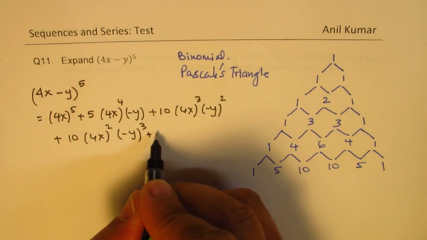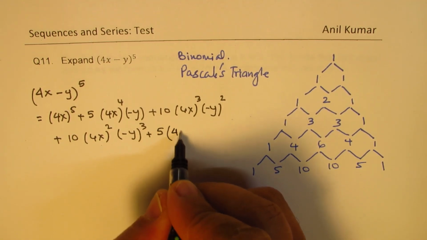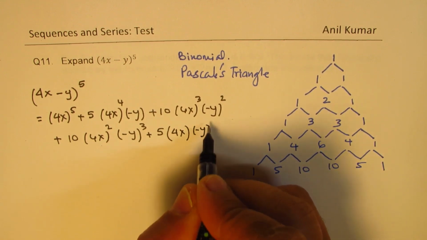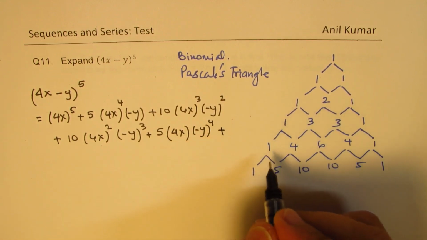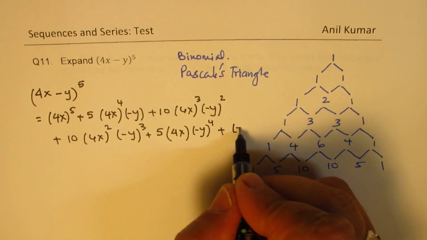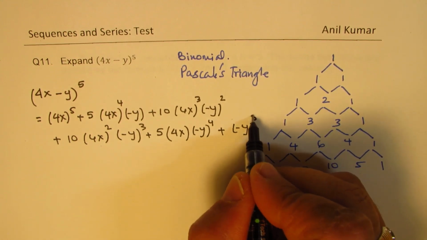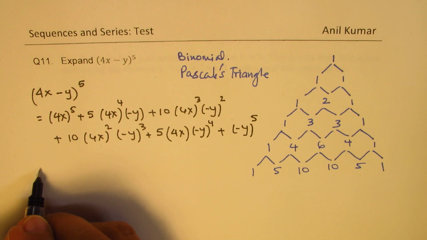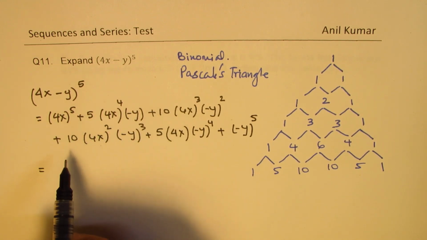Then we have 5, we have 4x and (minus y) to the power of 4, plus 1 is the coefficient now, and we get (minus y) to the power of 5, correct? So we can actually expand and simplify this.